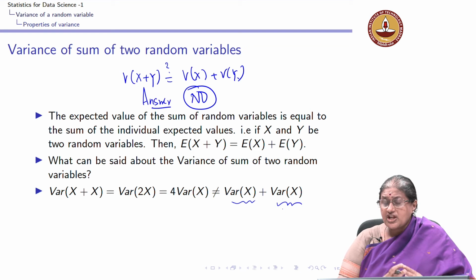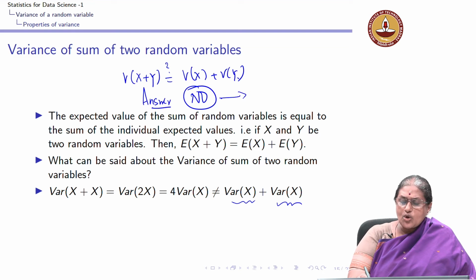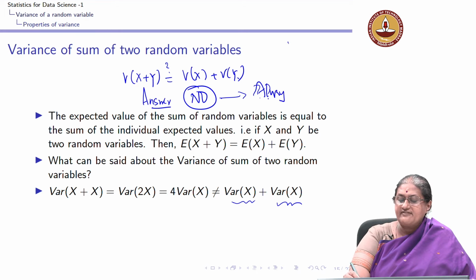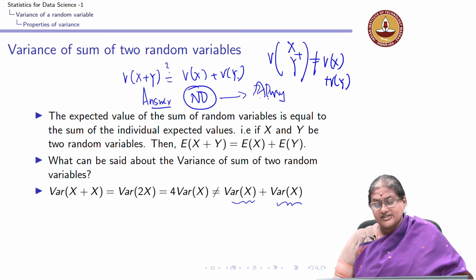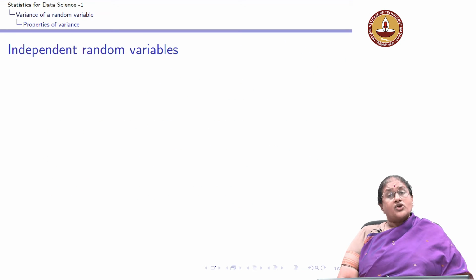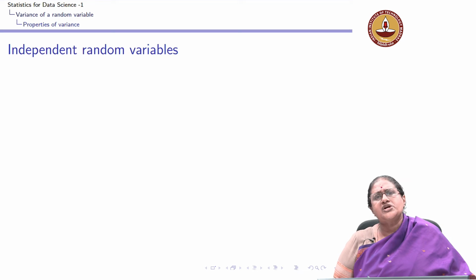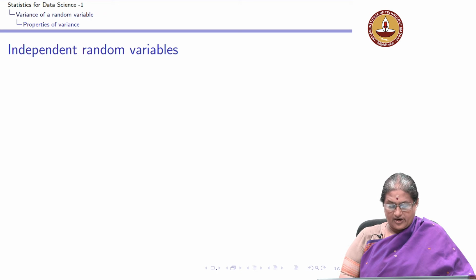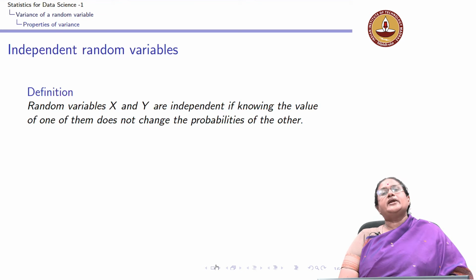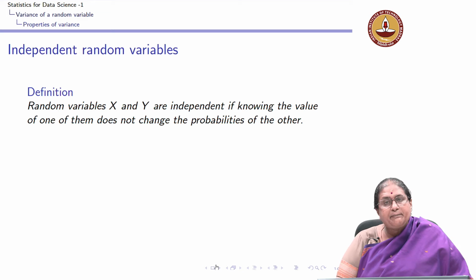So, the natural question is, is this always true? That is, given two random variables, is variance of x plus y always not equal to variance of x plus variance of y? Again, the answer is no. So, we introduce the notion of independent random variables. What do we mean by random variables that are independent?